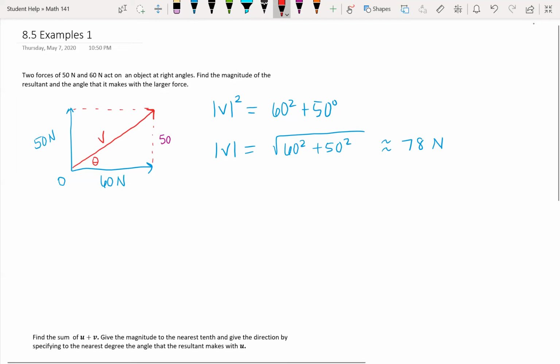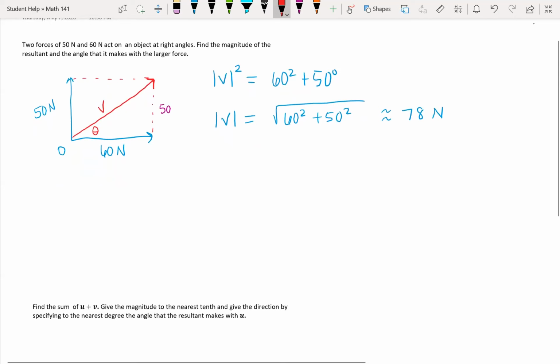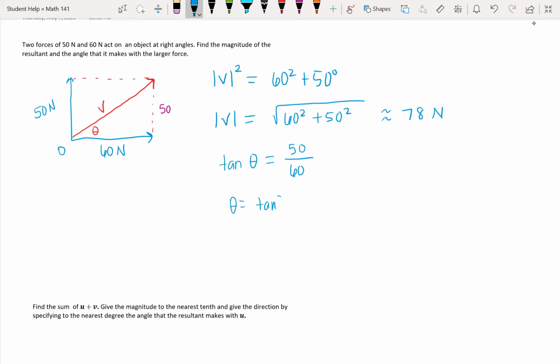We have a triangle that's drawn with two components of 50 and 60, and based on trigonometry, we can say that the tangent of the angle that we see, the tangent of theta, is the opposite side, which is 50, over the adjacent side, which is 60. So in the calculator, we'll type in that theta is going to be tangent inverse of 50 over 60. And if we plug that into the calculator, we'll get that the angle is, rounding it, approximately 40 degrees.